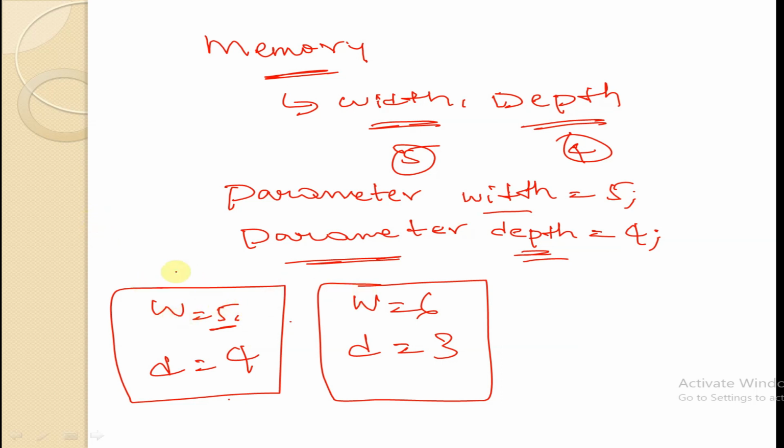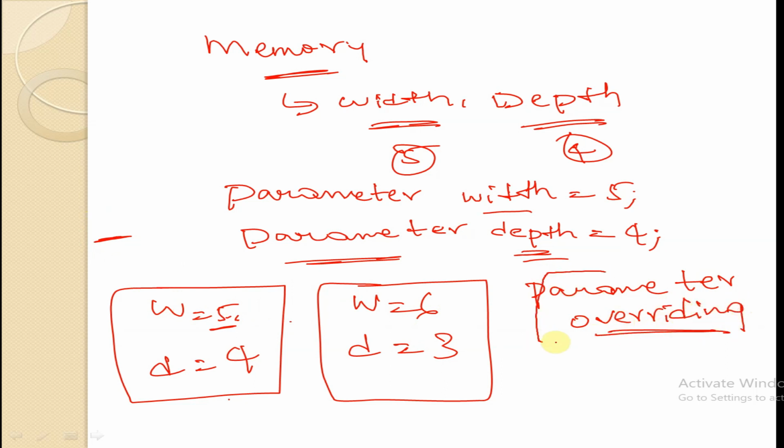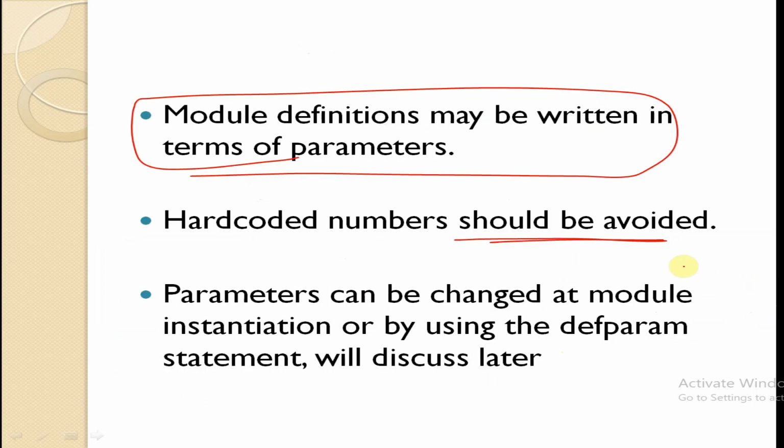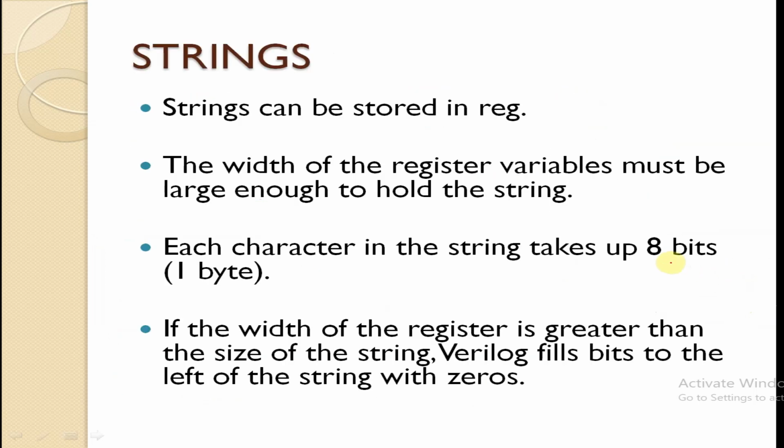If we use these parameters, we can modify these values from 5 to 6 and 4 to 3 in just one line. That is the concept of parameter overriding, which will be discussed in upcoming sessions. So with the help of these parameters, the coding will become easy. So this is the concept of parameters. Is this clear for everyone? Is there any specific doubt?